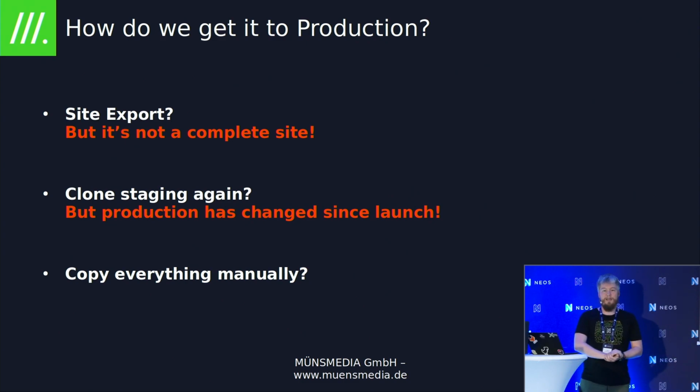So the first thing that comes to mind, it's easy, just do a site export. Export the site from staging, put it into production. But we didn't develop an entirely new site. We developed a part of a site, a content element, so we can't really do a site export. Maybe we could clone the staging instance, put that on production, but that also doesn't work because the customer has updated their production instance multiple times. They added new things themselves. So our staging instance is hopelessly out of date. So we can't just take that, copy it onto production.